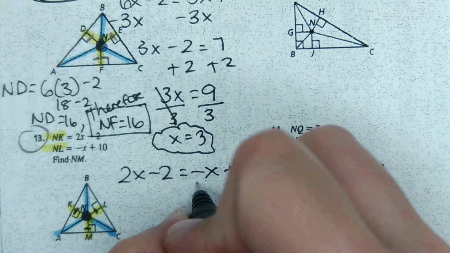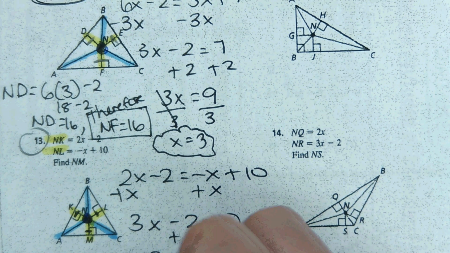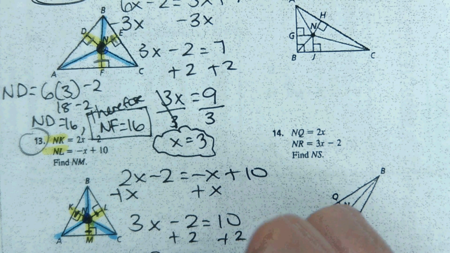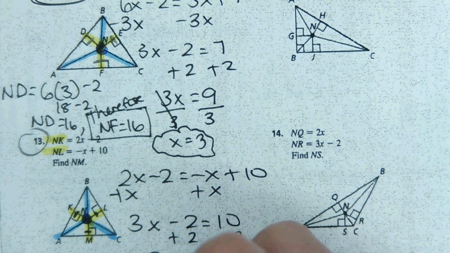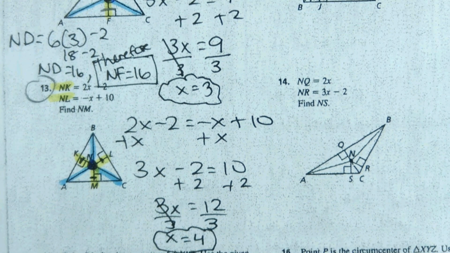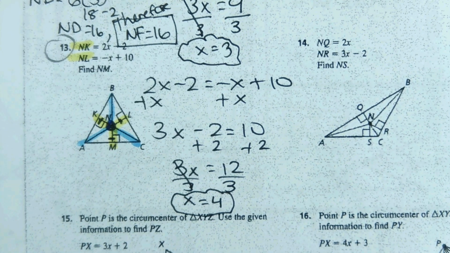Okay, and then solving for x. X equals 4. Oh, I didn't realize it wasn't on the screen. I'm moving it up. Okay. X equals 4.